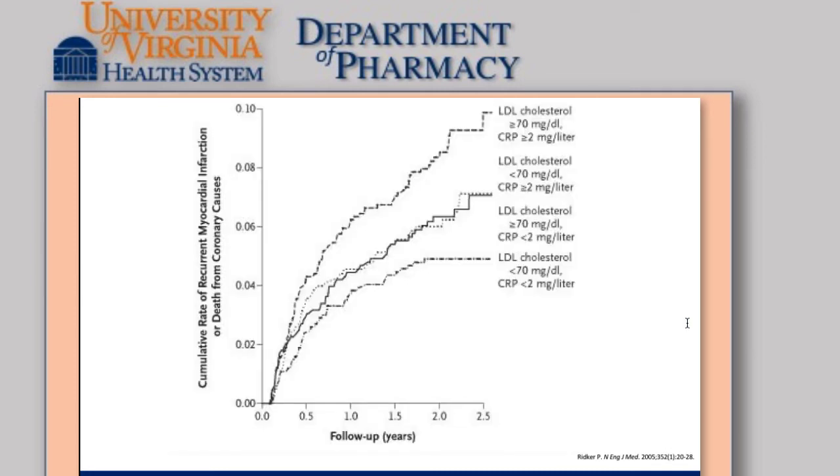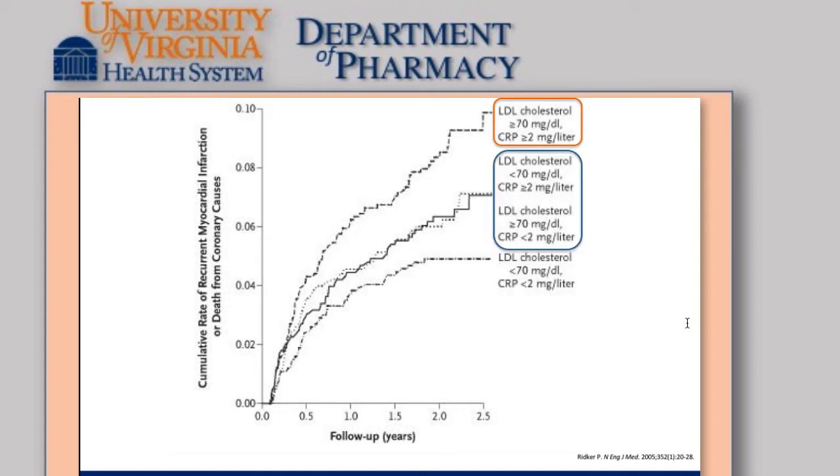They actually did a corollary study that was performed by the same group, where they looked at both LDL and C-reactive protein. What they found was that patients who had both an elevated LDL, which they defined as greater than or equal to 70, and an elevated C-reactive protein, so greater than or equal to 2, had a significantly increased rate of recurrent myocardial infarction or death from any cause, and this was clearly differentiated over time.